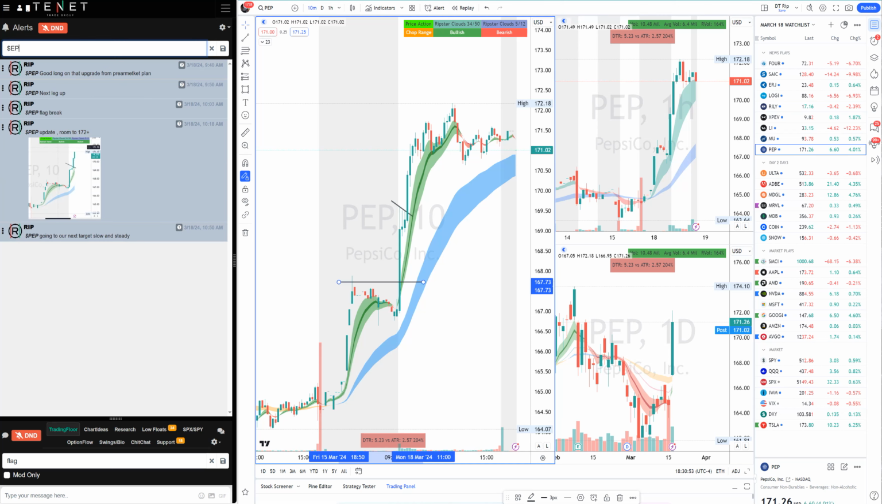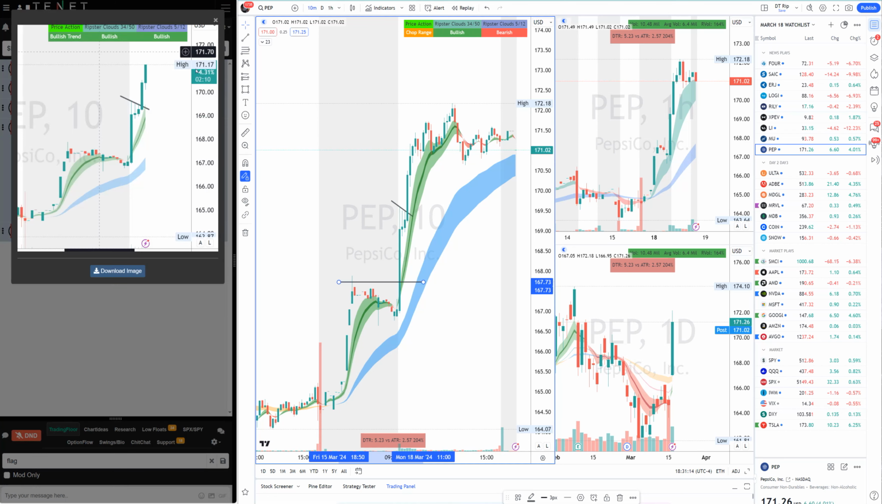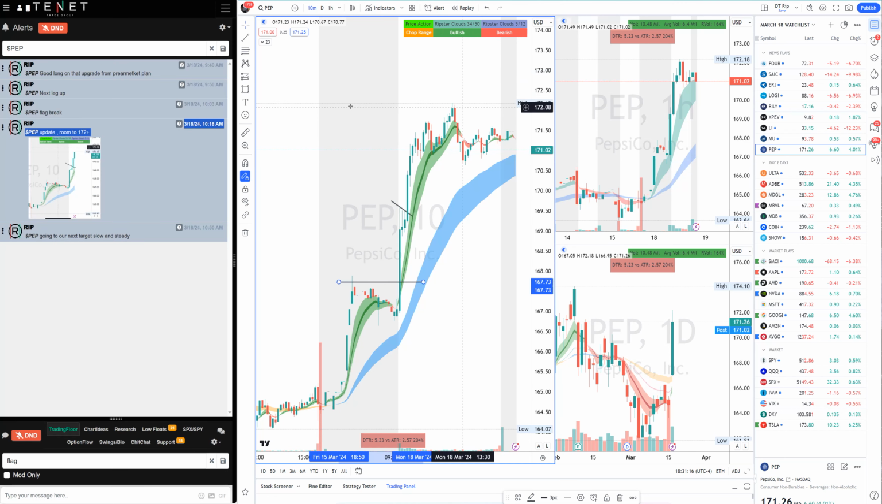I saw that and mentioned it in the morning to everyone, and after that it was flagging, and I told everyone about the flag. Since I said the flag break, from there it went another almost $3, right? My target I gave everybody was 172 plus, and that's what we hit. You can see it was at 171 here, and by the time I said it will hit 172 plus, it hit 172 plus. So another winning trade.